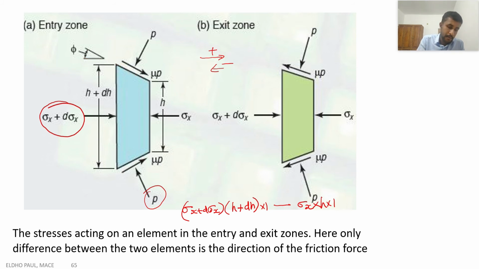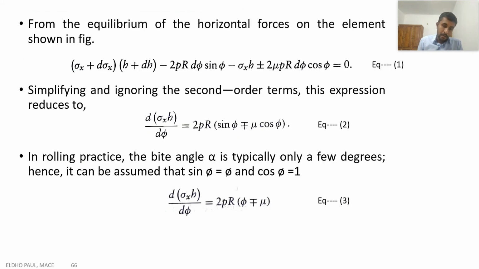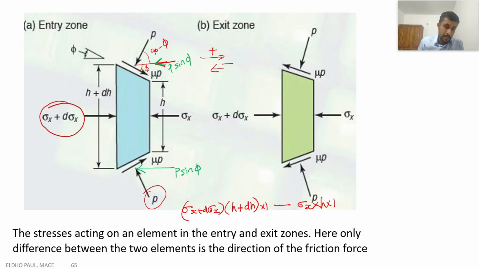So here we can see when we resolve, this angle also will be phi, and this angle will be 90 minus phi. So from this we get the horizontal component. That means the horizontal component of P is equal to P sin phi. And here also the horizontal component is equal to P sin phi. So we got this horizontal component of pressure, P sin phi.